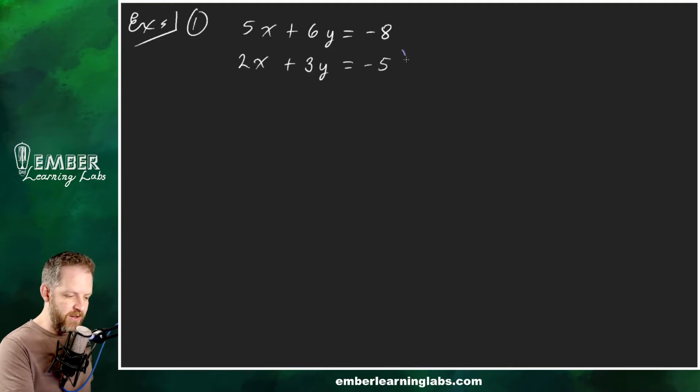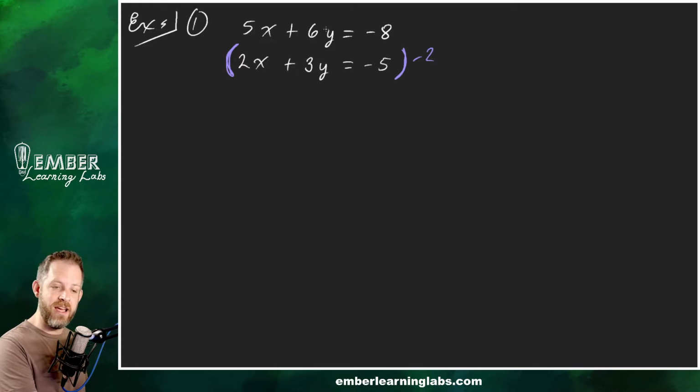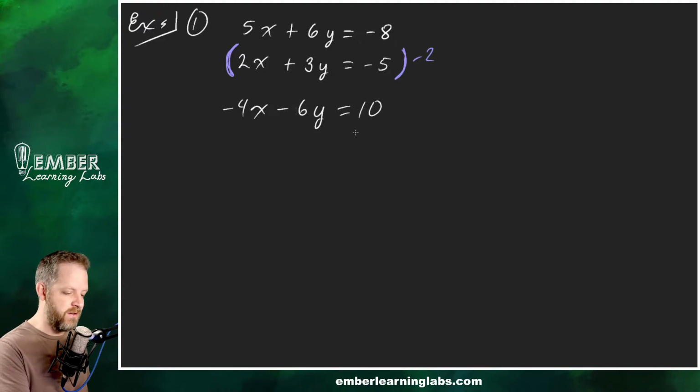So if I look at this second one and I multiply it times -2, then these two are going to be opposites, right? Because -2 times 3 is -6. So we're going to multiply times -2. -2 times 2x is -4x. -2 times 3y is -6y. -5 times -2 is +10. Almost made a mistake. Even I make negative mistakes, right? And so that's this one changed.